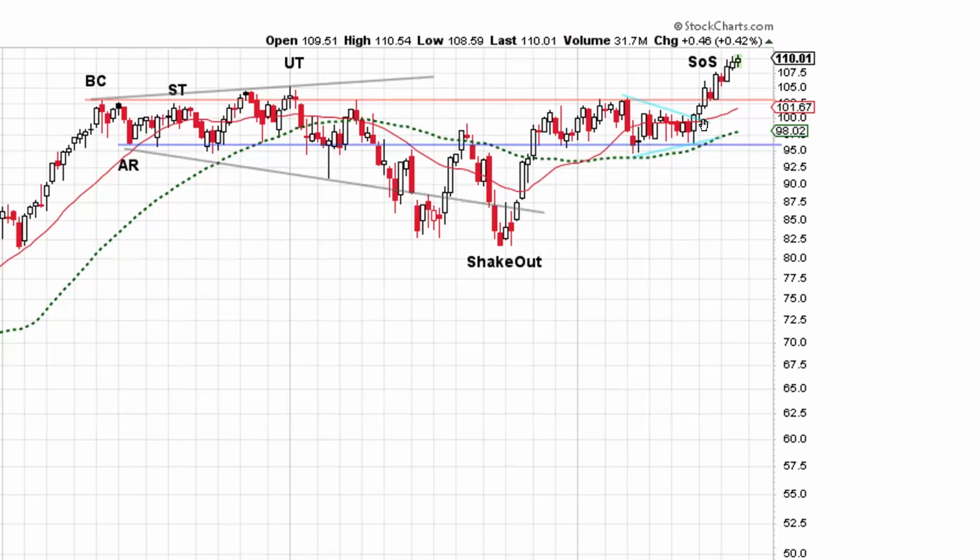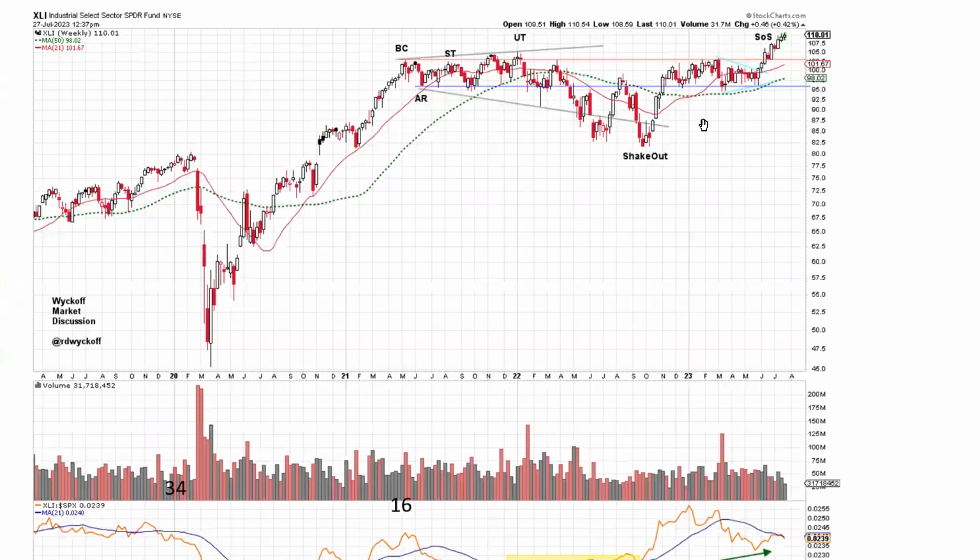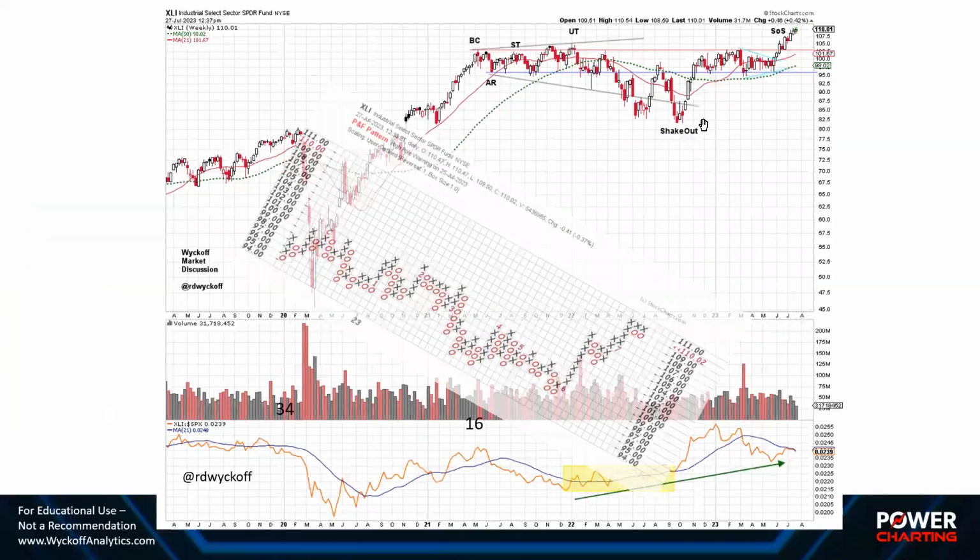I believe we could have a pullback to where it broke out. Maybe it doesn't get all the way back, but it could pause here, creating an opportunity to have a test, and then start to mark up again. And that would be a very dynamic situation.